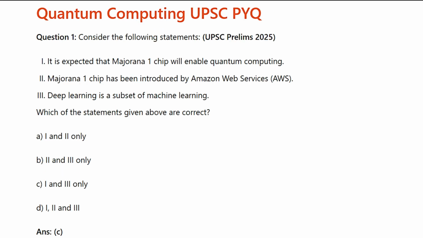Quantum Computing UPSC PYQ. Question 1. Consider the following statements. UPSC Prelims 2025. 1. It is expected that Majorana 1 chip will enable quantum computing. 2. Majorana 1 chip has been introduced by Amazon Web Services, AWS. 3. Deep learning is a subset of machine learning. Which of the statements given above are correct?